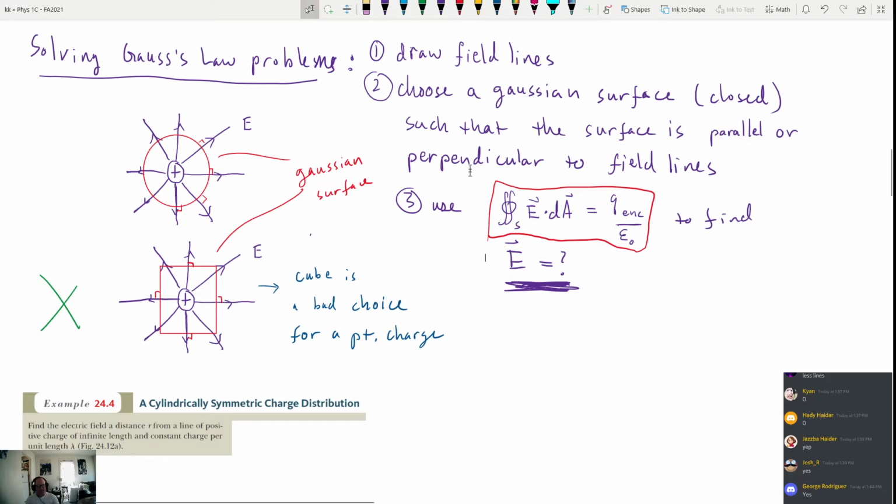So if you're just immediately starting these problems by using this equation, that's equivalent to trying to solve problems in physics 1a by jumping immediately to F equals ma, right? You need to do these first two parts first. Gauss's law problems are geometrical problems. I cannot emphasize this enough.